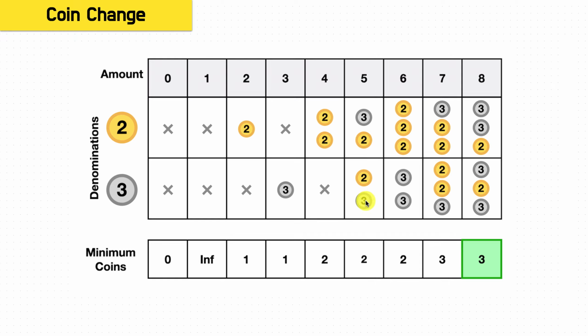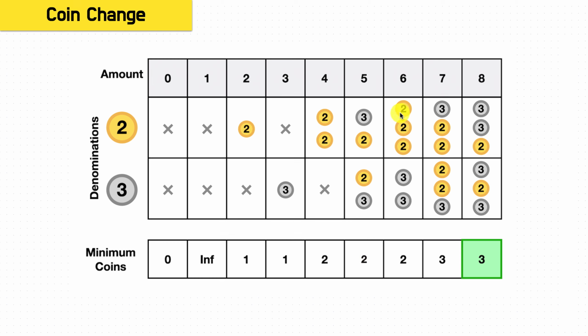And then we also check it with the 3 denomination. We subtract 3, get back to 2, and here we see we had the 2 coin, and we can add 3 to that. By using the answers to previous subproblems, the optimal answer was 2 coins for both. So we memoize 2 coins. Then we get to 6.